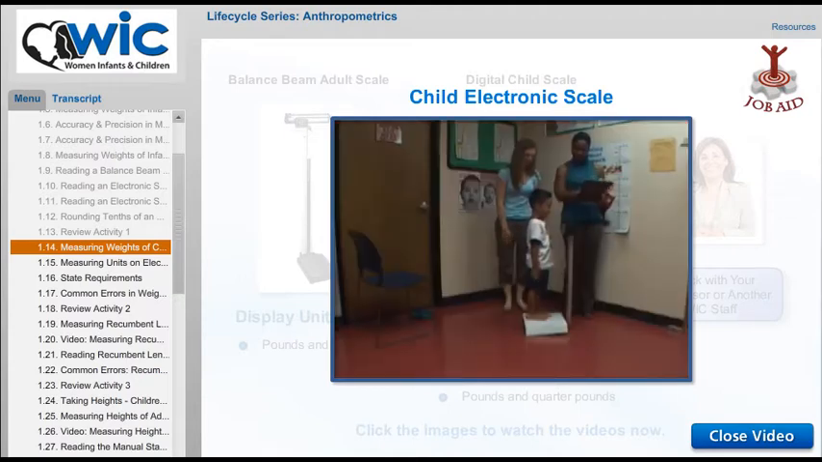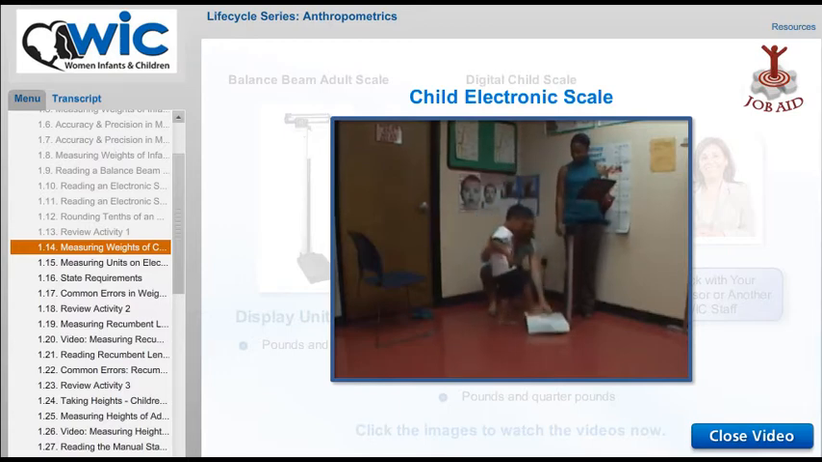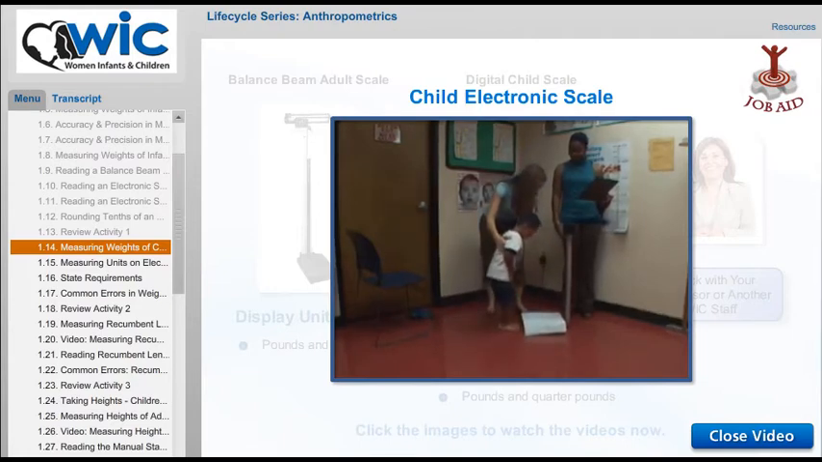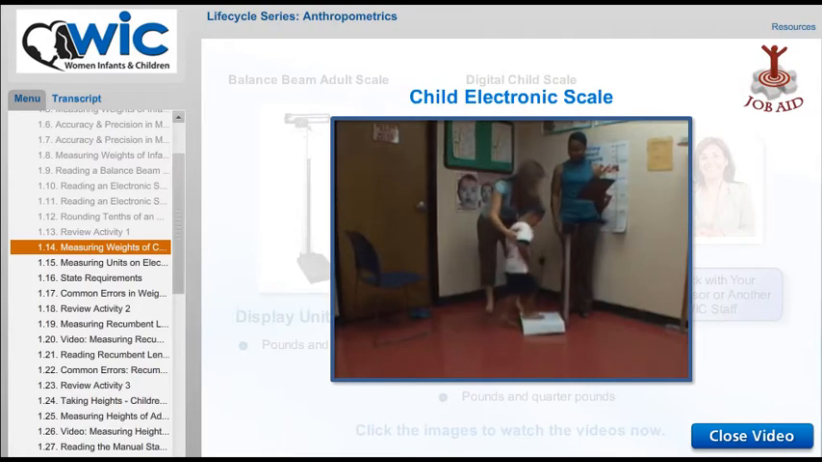Your supervisor will tell you your state's requirements as well as the unit of measurement you'll need to enter into your computer system. Write down the weight and then have the child step off the scale. This will cause most electronic scales to reset to 0.